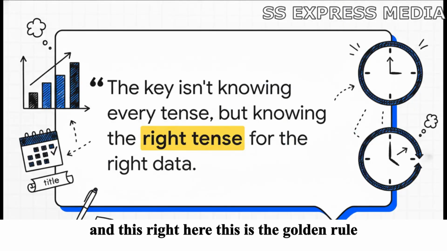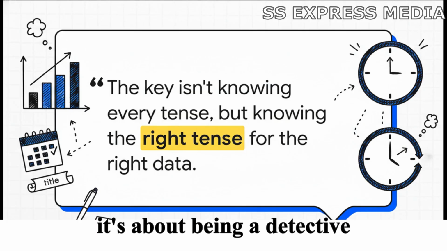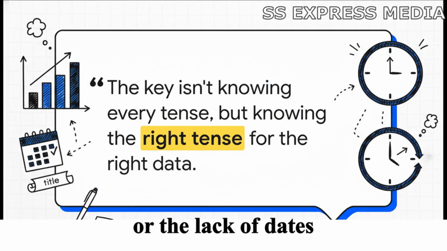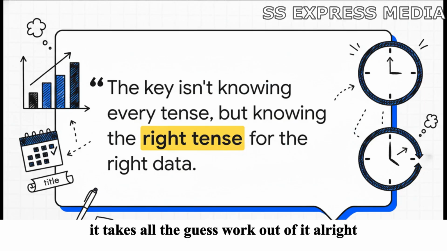And this right here, this is the golden rule. It's not about being a grammar encyclopedia. It's about being a detective. Just look at the chart. The dates, or the lack of dates, will literally tell you which tense to use. It takes all the guesswork out of it.